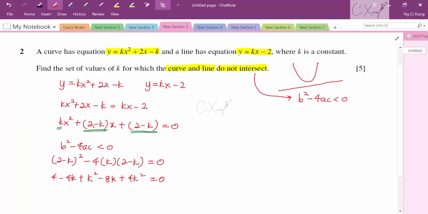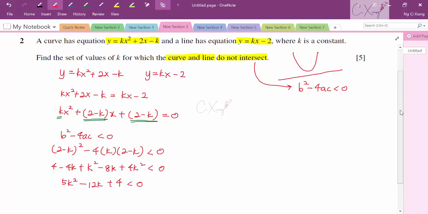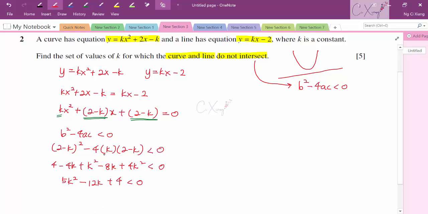So if you further simplify it, you will have 5k squared minus 12k plus 4. Sorry, I should put it as smaller than 0, right? So this one should be smaller than 0. This is also smaller than 0. Okay, so if I have a look at this quadratic inequality, I can further factorize it into 5k and k, then 2 and 2, which is negative and negative, smaller than 0.